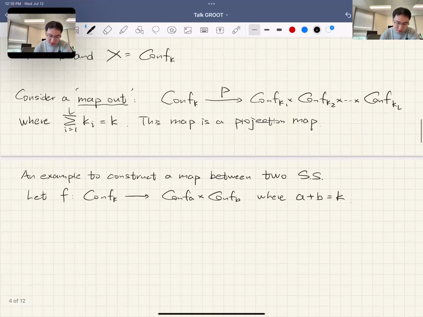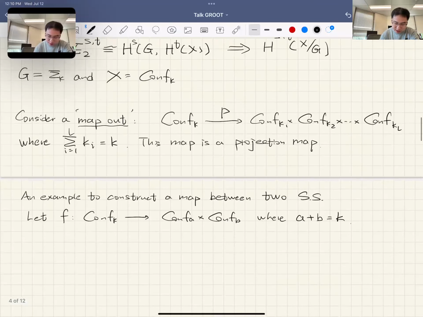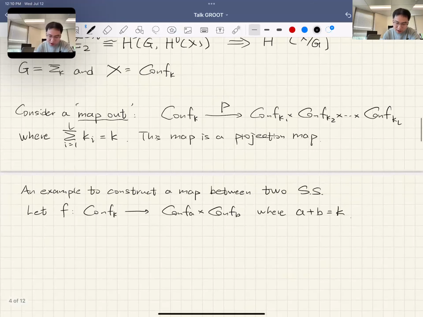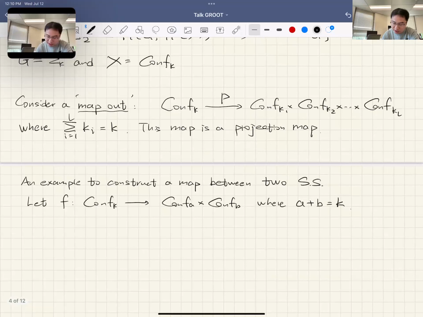And the second tool I will keep using is the map between two spectral sequences. I'm going to use the words "map out" to mean that we have a map comp K to comp K1 times comp K2 times all the way to comp KL, such that the summation of those small Ki is equal to K. And this map P is just the projection map.